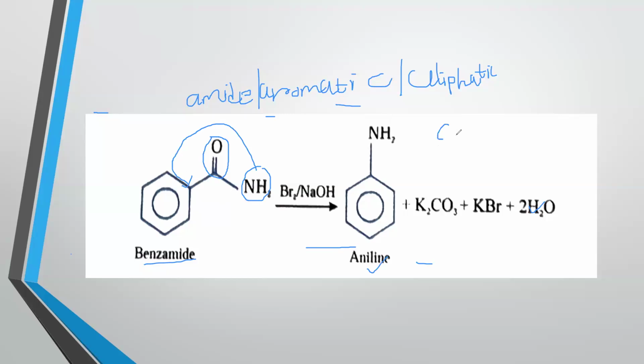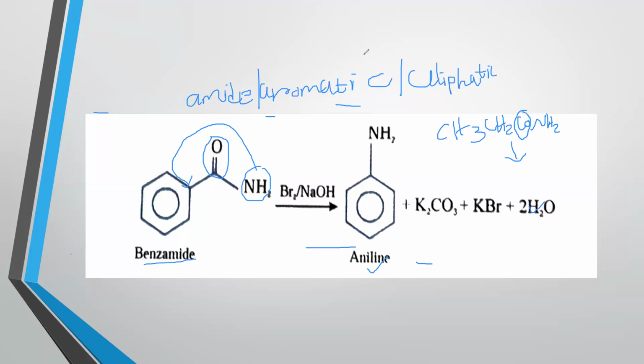For example, if I use CH3CH2CONH2, what will be the product formed? I have just told you the concept that the product is formed with one less carbon when an amide undergoes Hofmann bromamide degradation. Ethylamine, yes. It will form ethylamine. So you just have to remove this CO group.